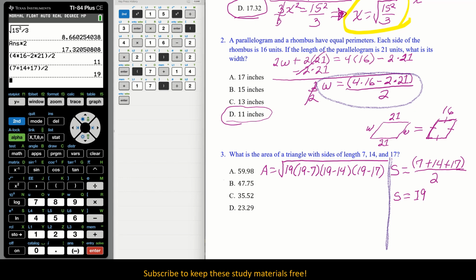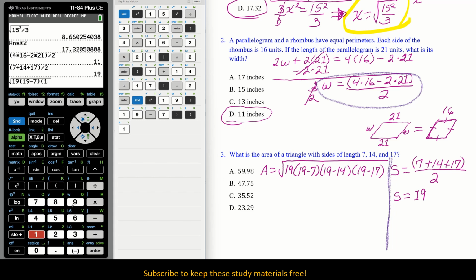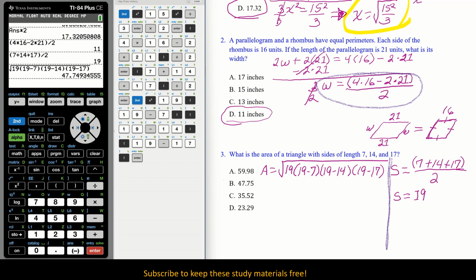and we just put that in the calculator. See what happens. Okay. Second, get your radical, 19. Open my parentheses, 19 minus 7. Close my parentheses, open them up again. 19 minus 14, close them, open parentheses, 19 minus 17, and close. Double check, make sure I have 19 and 7, then 14, then 17, and push enter. And that would be the correct option.